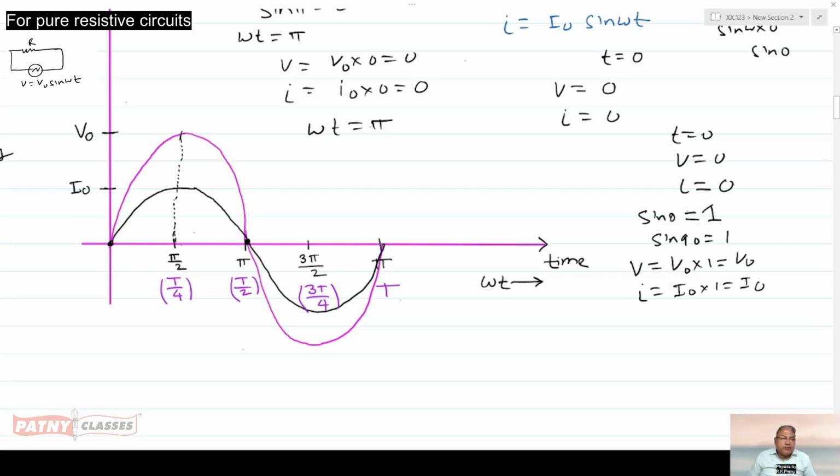So these are the graphs. Actually, they are not graphs, we call them waveforms. So these are the waveforms for the voltage and current. This upper one is for voltage and this lower one is for the current.